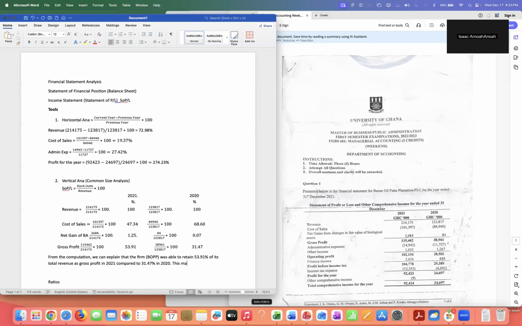This may seem that the current year performs better than the past year.